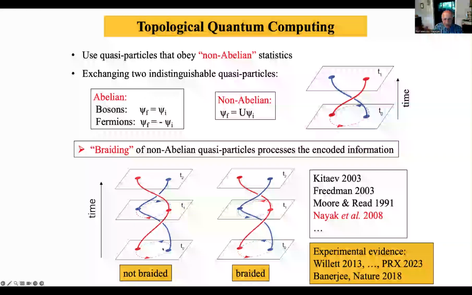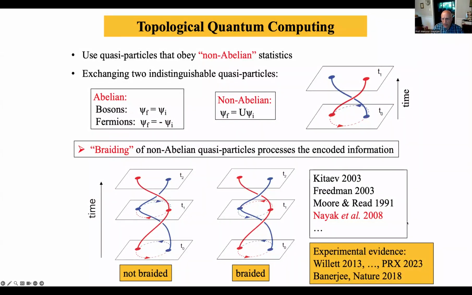You notice the one on the left side, if you pull up the top plate from the bottom plate, the red and blue strings essentially go parallel. They're not braided. But the right side, the way the timelines are working, the particles are braided, or these non-abelian particles have been braided. So it turns out you can use this to do quantum computing. The original paper came over 20 years ago by Kitaev.